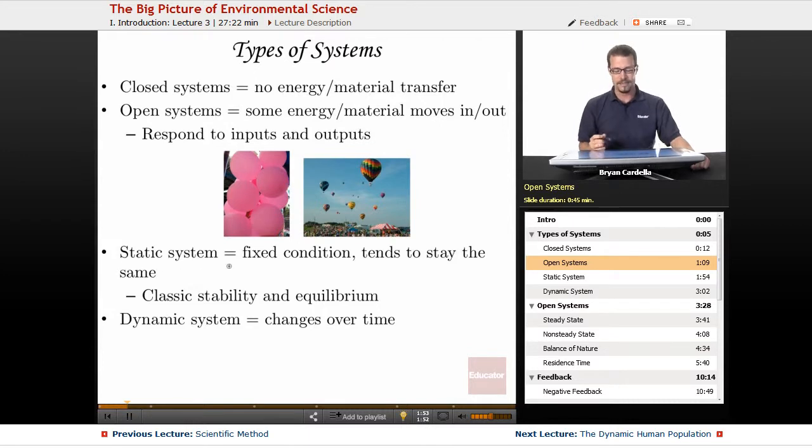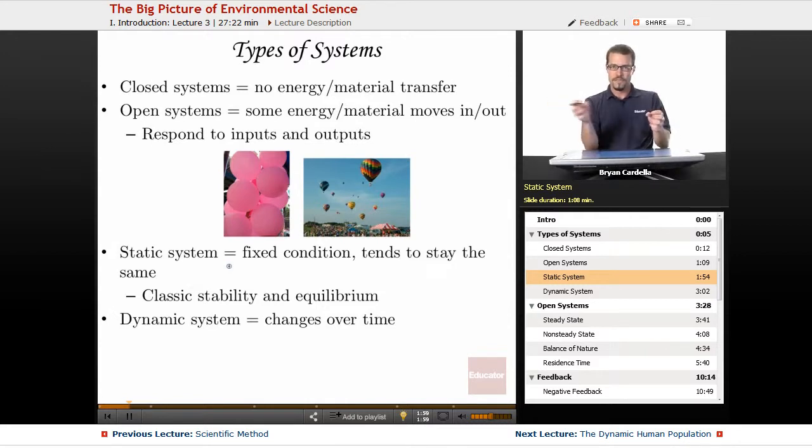Now, a static system can be open, but it's in a fixed condition, meaning stuff goes in, stuff goes out, but it remains the same. It ends up being unchanged in the long run. Classic or classical stability and equilibrium can be related to that. For instance, if you look at a grandfather clock with its pendulum just staying where it is and not moving, it's in a state of equilibrium.